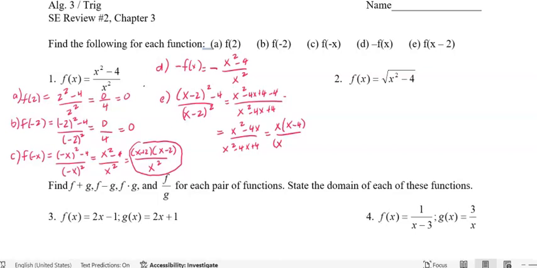Let's see, that does not factor. So as it turns out, we weren't able to cancel anything. So that ends up being our answer for the f of x minus 2. Go back and circle these answers. All right, and now let's take a look at number 2.